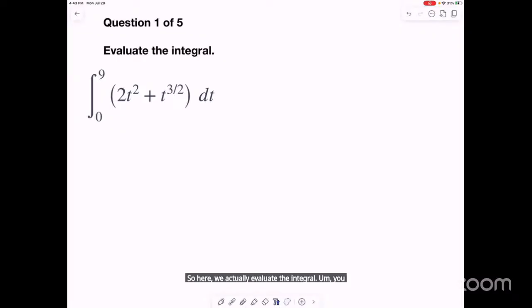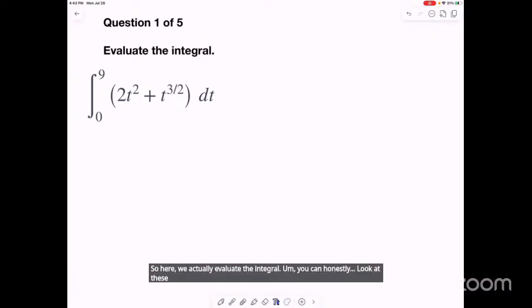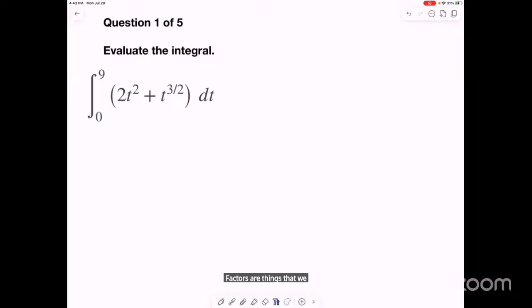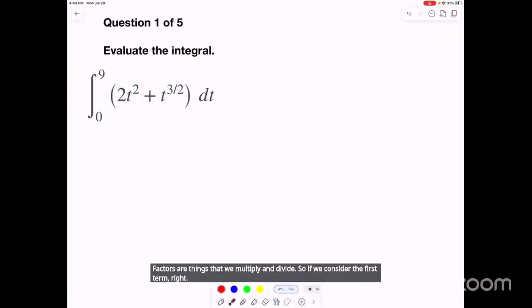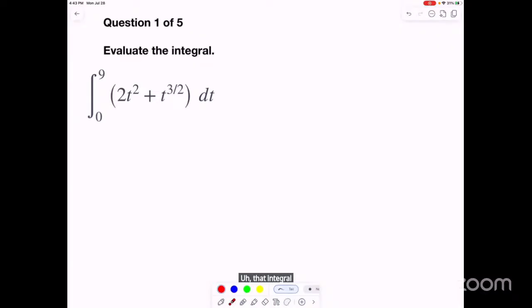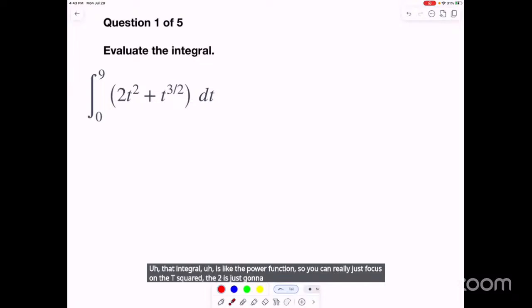You can honestly look at these as two separate integrals. You have the first term. Again, terms are things that we add and subtract. Factors are things that we multiply and divide. So if we consider the first term, that integral is like the power function. So you can really just focus on the t squared. The 2 is just going to kind of linger in front.